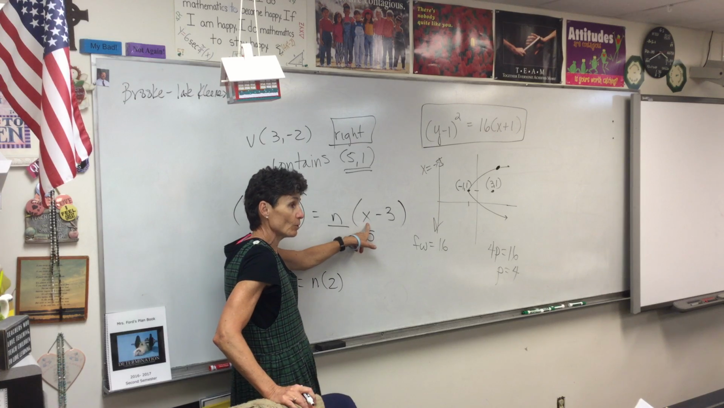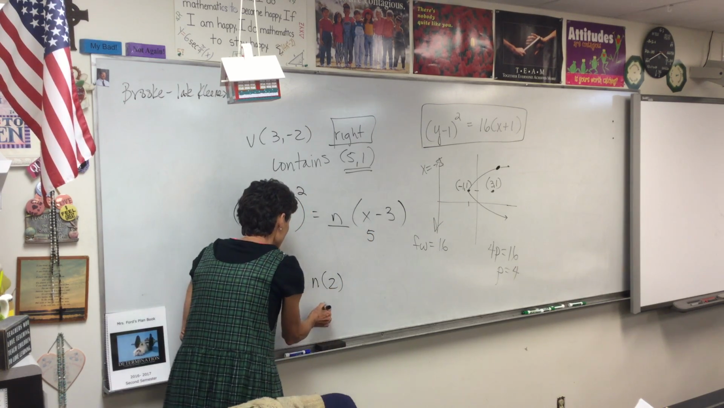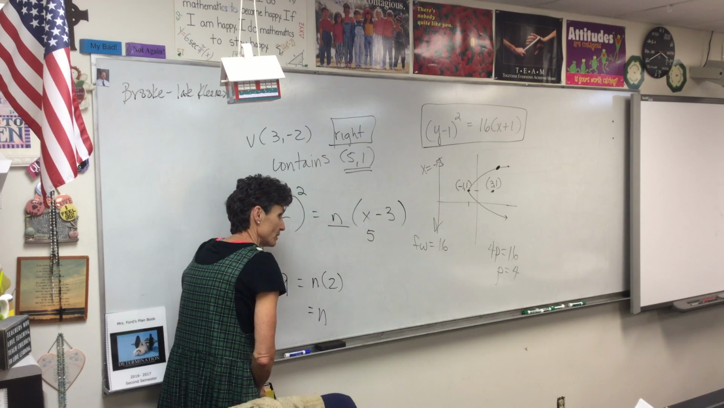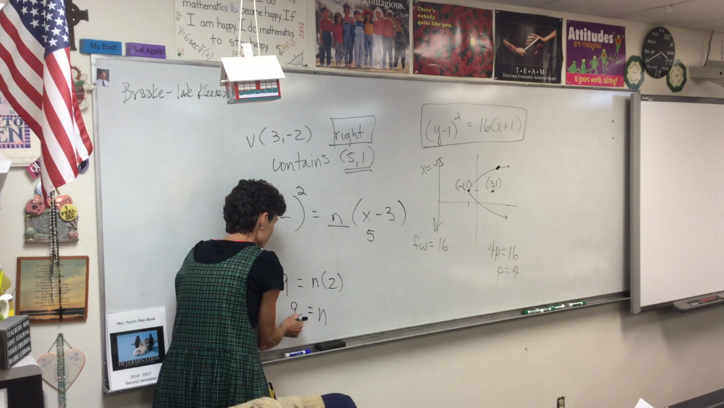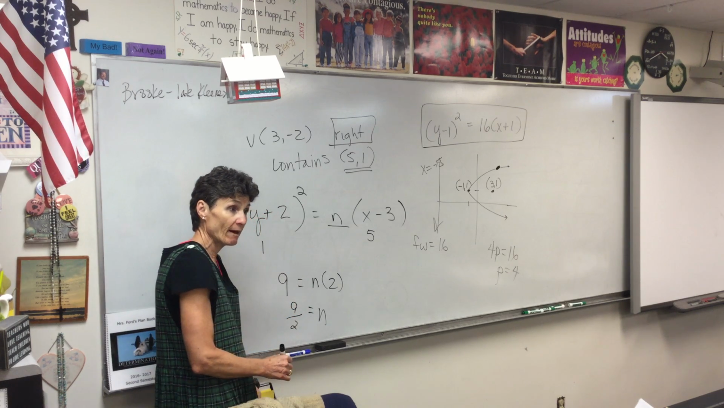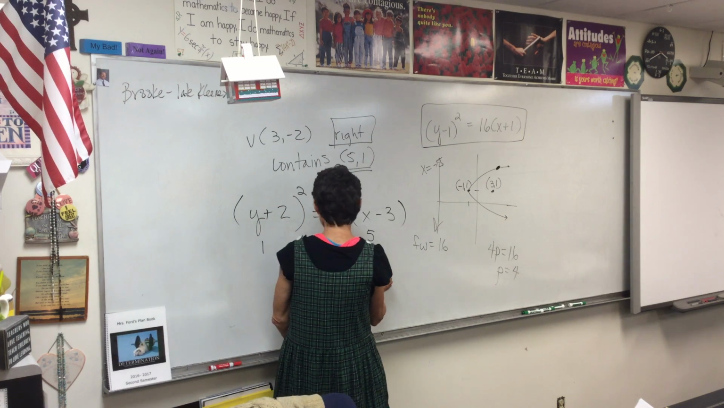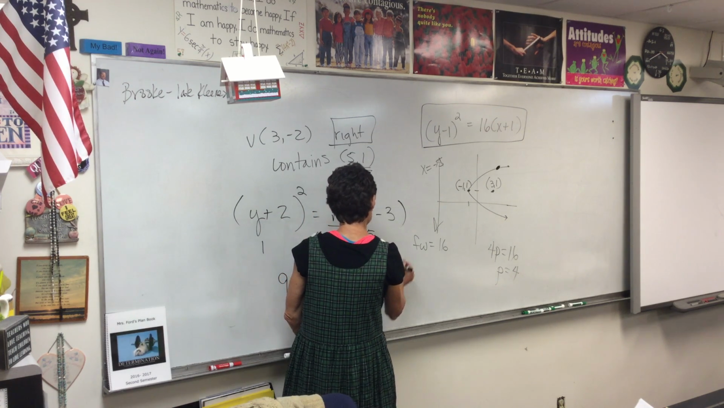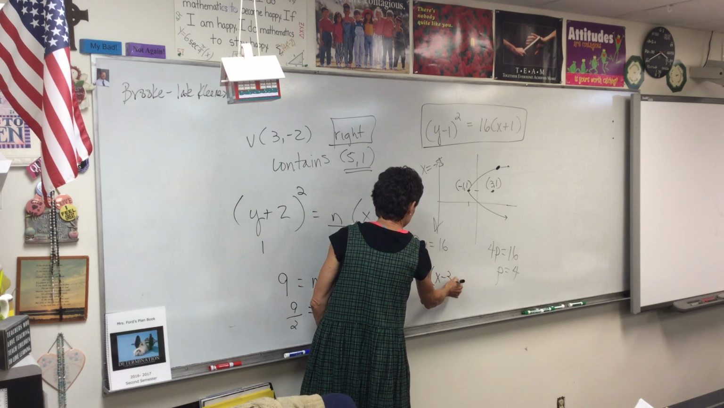I put a 5 over here. 5 - 3 is 2. So what is that mystery number? The number I couldn't figure out, I now know is what? 9/2, or if you prefer, 4.5. So your equation is (y + 2) squared equals 9/2 times (x - 3).